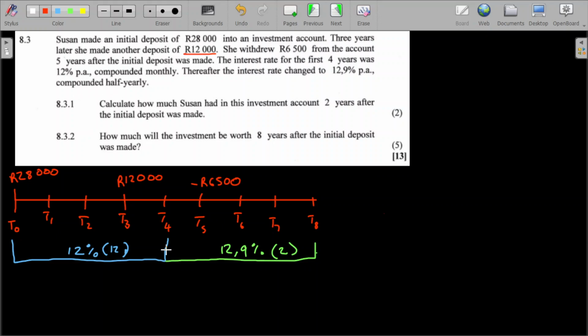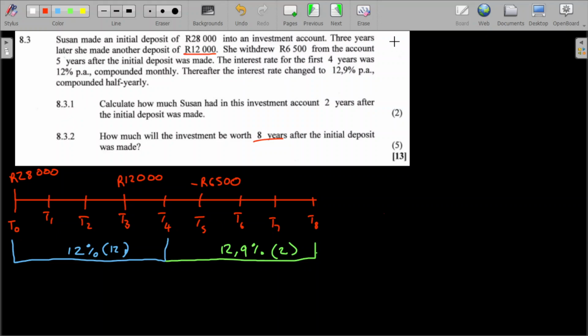So thereafter here, going to the last year, which is the 8th year, according to the second statement, it's going to be 12.9% compounded half yearly. These two are for half yearly. Hopefully you're on the same page there.